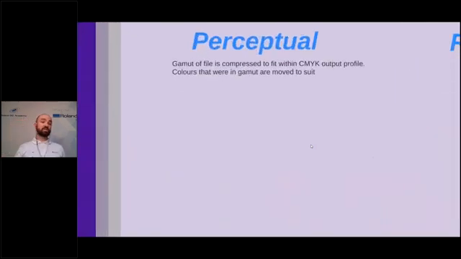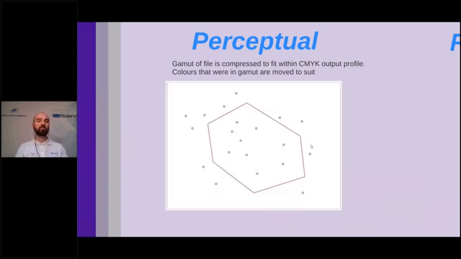So perceptual, this is also sometimes called compression, means that the gamut of the file is compressed to fit within the CMYK output profile, and the colors that were in gamut are moved to suit. So I've created these visuals here. If we imagine that that red shape that you can see on your screen is your printer profile. So that's the amount of colors. This is the gamut of your printer. So anything within that color space, your printer can print. And all of these tiny dots that we've put into this image here represent the different colors from an image or from a file. So you can see that some of those colors fall outside of the printer profile gamut.